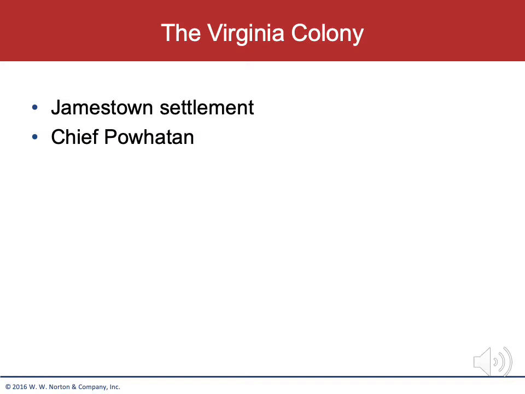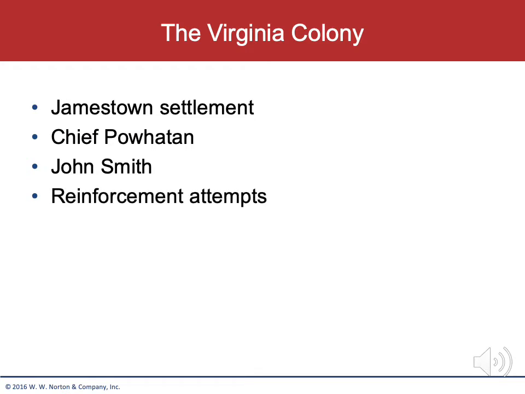And so Chief Powhatan, it's his daughter, Pocahontas, who supposedly saves John Smith from the axe. But essentially, Pocahontas does not marry John Smith, as the whole myth goes, right? John Smith was just this kind of adventurer slash mercenary who gets hired by the Virginia Company to come and bring order to the colony. And so these reinforcement attempts that are made are going to come from him.